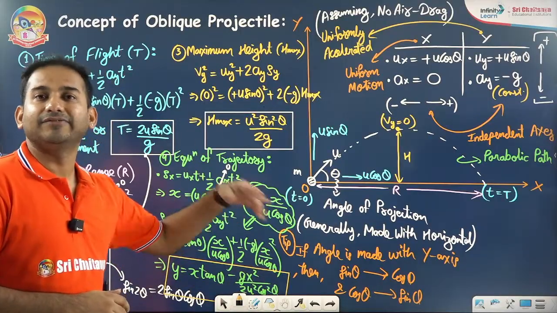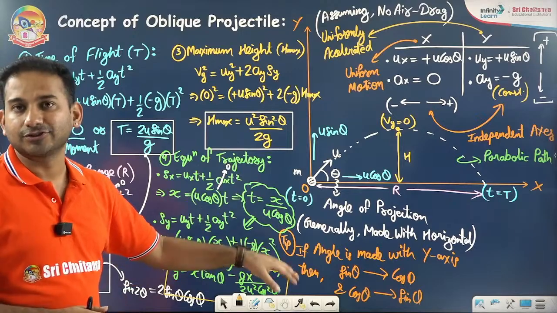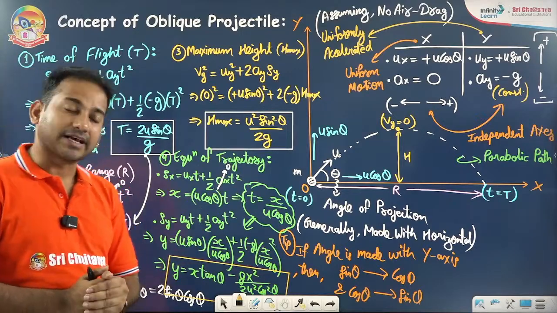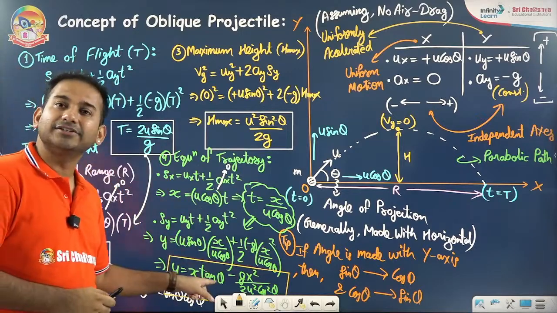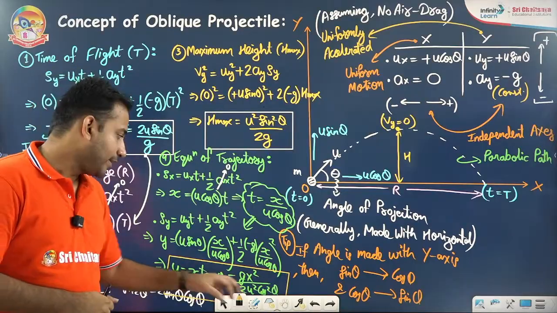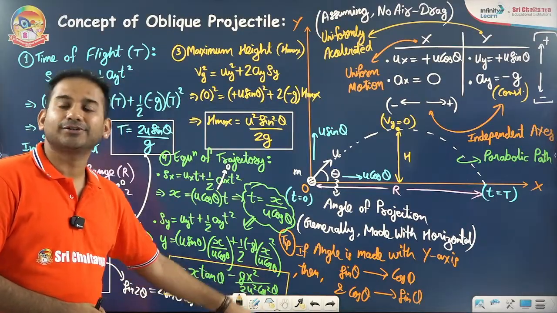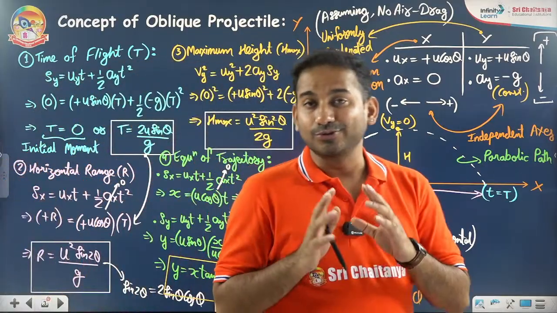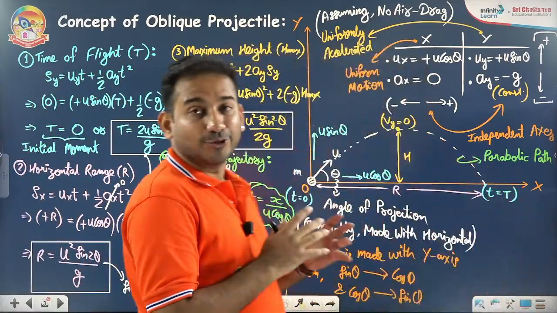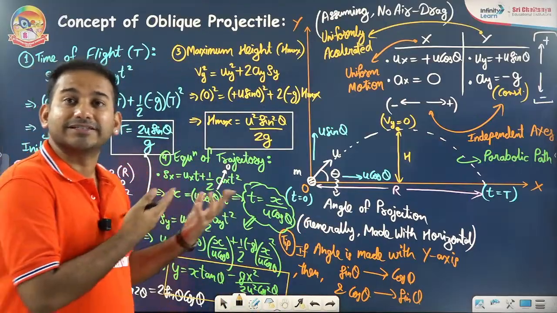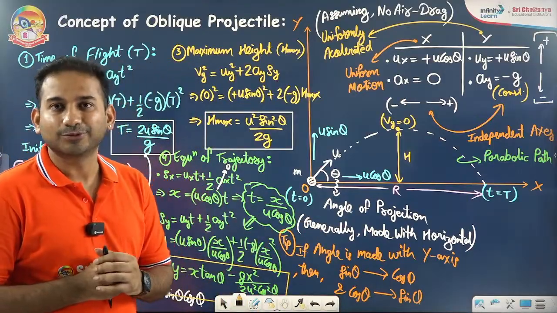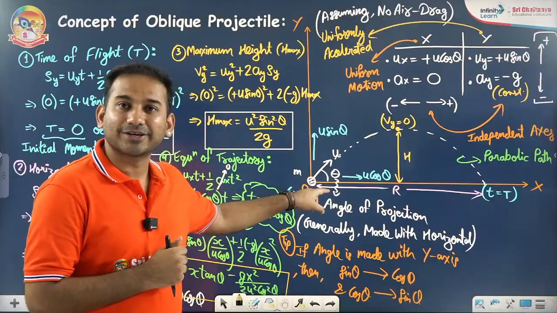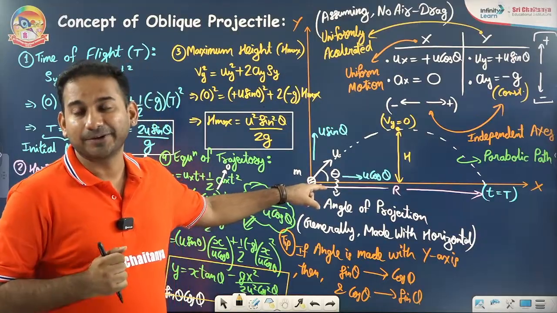If the angle is made with vertical, then all sine will be changed into cos, cos will be changed into sine. So instead of tan theta here, you will get cot theta, and instead of cos square theta here, you will be getting sine square theta. All right. So make sure before you start the problem or the disk formula thing for projectile motion, you must be focusing on with which axis the angle is made.